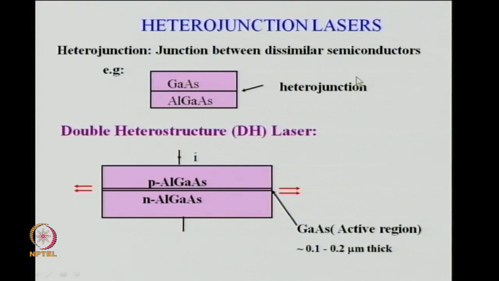We have seen this. And in the double heterostructure laser, the basic structure has a thin layer of gallium arsenide active region. Gallium arsenide I have used as a typical material, about 0.1 to 0.2 micron thick, sandwiched between two layers of high band gap material, which is aluminum gallium arsenide for that material system.